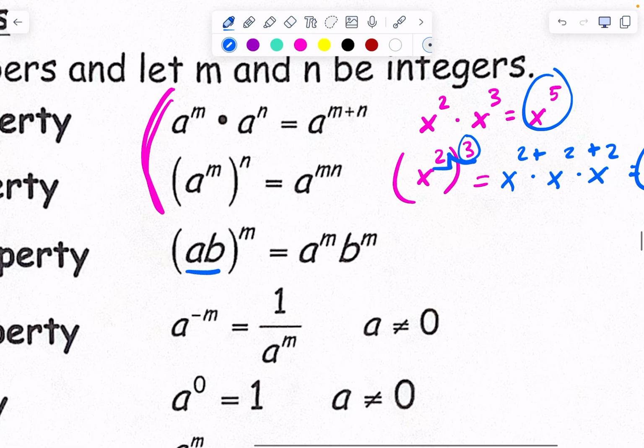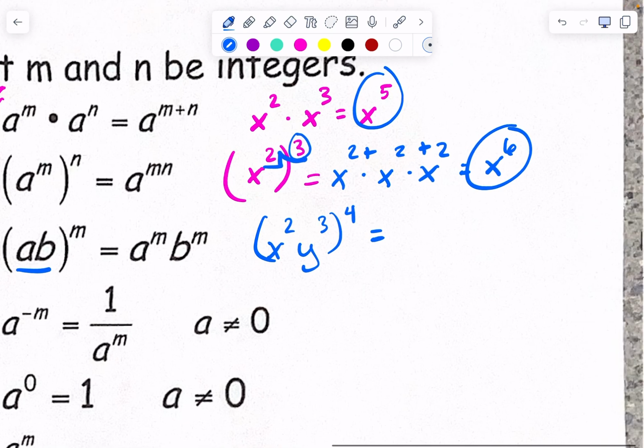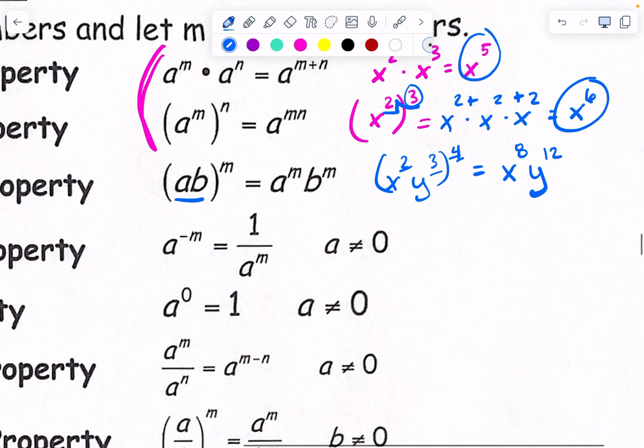If you have 2 pieces here, I'm going to make this a little harder. Let's say I have x squared, y to the 3rd, and I'm taking that to the 4th power. What will that become? 2 times 4, x to the 8th. Y to the 12th, not 7th. You're multiplying those exponents. So 2 times 4 and 3 times 4 becomes x to the 8th, y to the 12th. Got it? Okay.